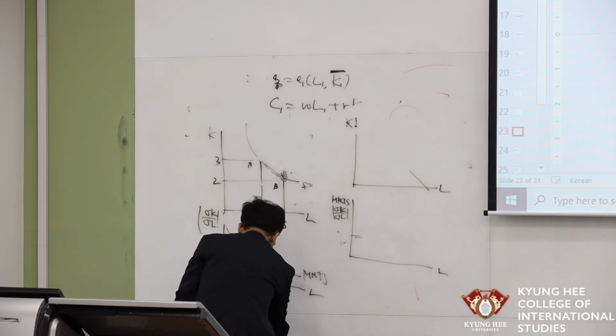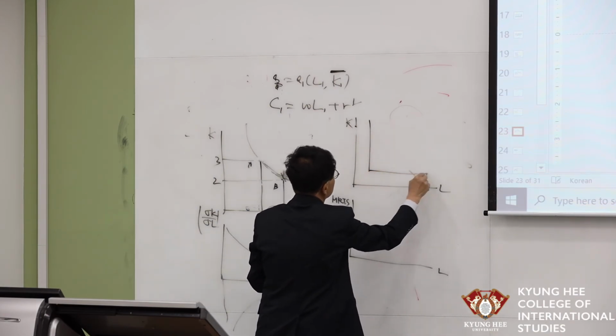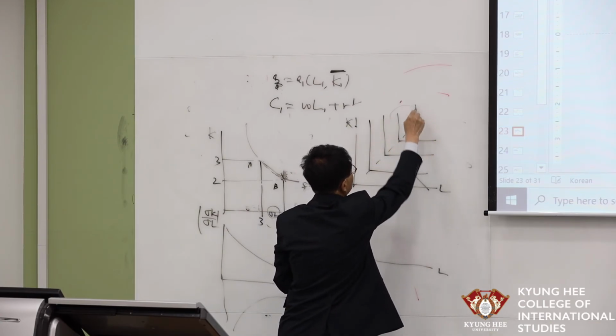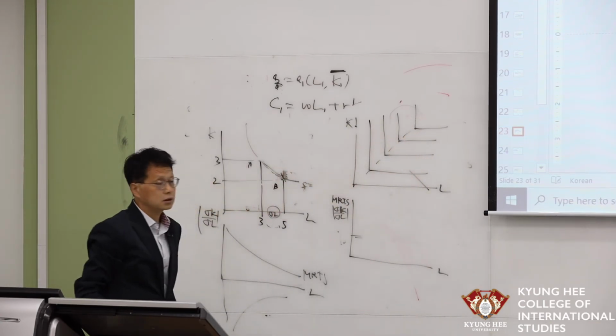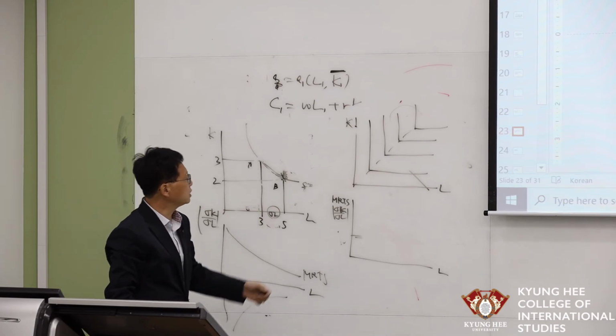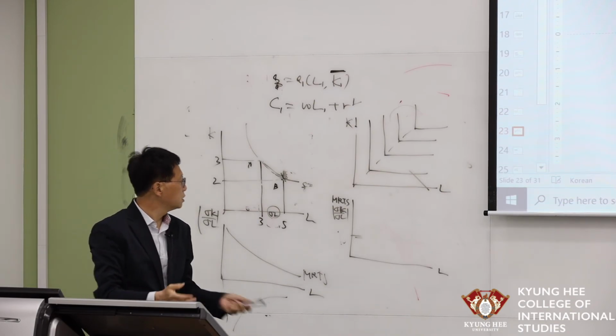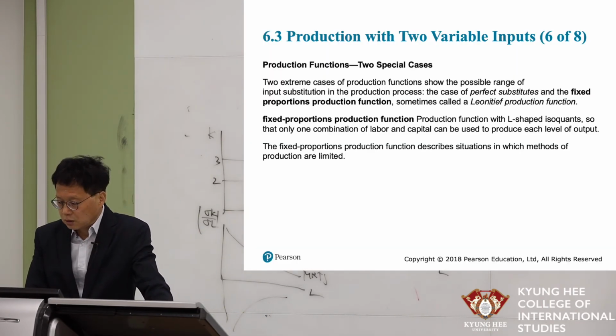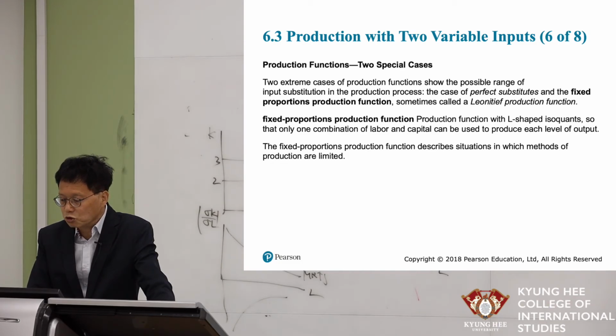Fixed proportion function, for example, like this. Think about a Leontief production function shaped like this, right? Then MRTS is 0 or infinite, okay? The L-shaped isoquant, that is the fixed proportion production function, so that only one combination of labor and capital can be used to produce each level of output.